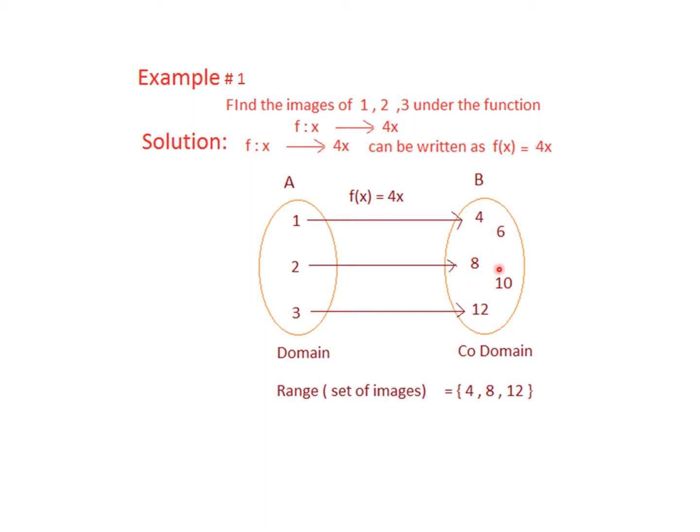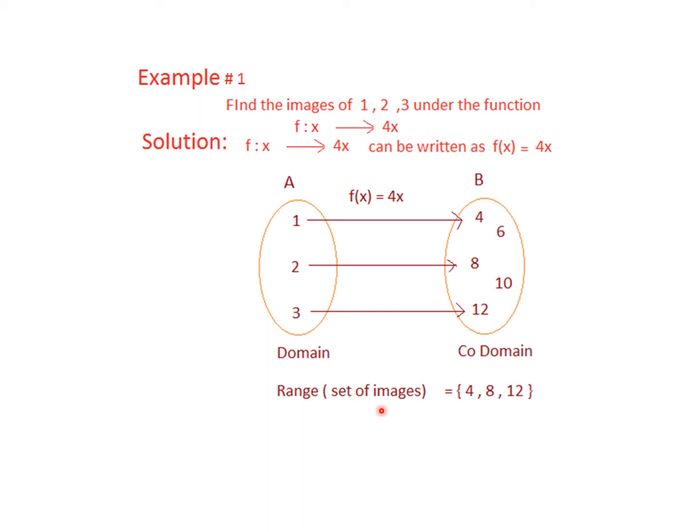These 6 and 10 are extra in this set B. They have nothing to do with this working. Okay, now again I repeat, this set A is called domain because we use values from here, and this set B is called codomain because our answers, our images, are here. Keep in mind these answers 4, 8 and 12 are also called images of the values. So we have discussed this point clearly: how can we find images of some values using some given function. Range is a set of images.